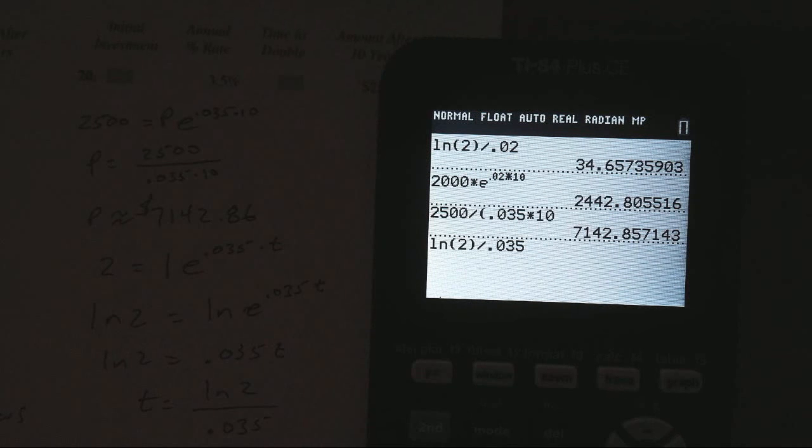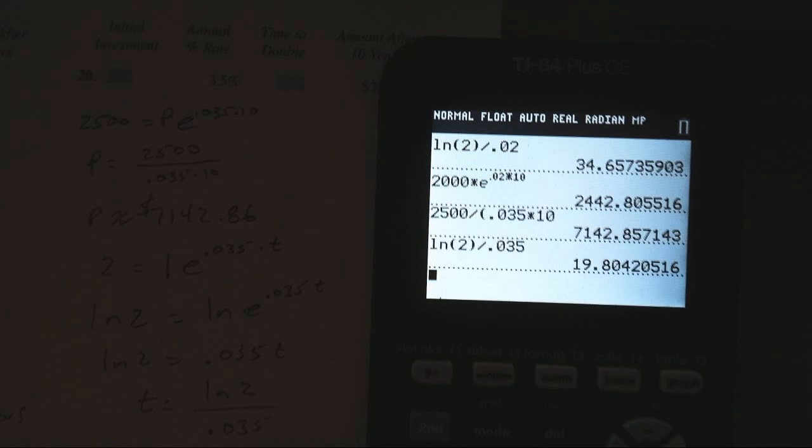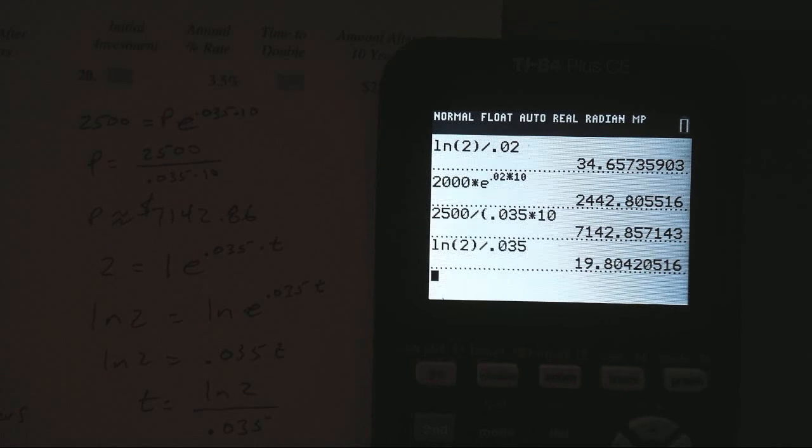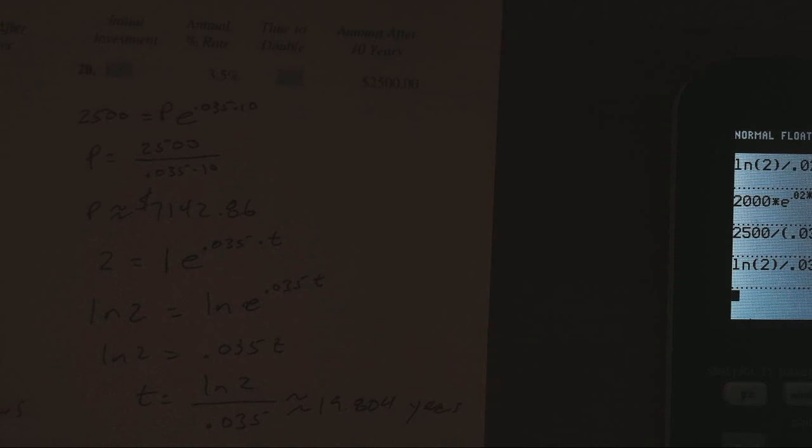So there's the exact answer. If we want the approximation, which in this real world problem we probably do, 19.804 years. And that seems somewhat reasonable.